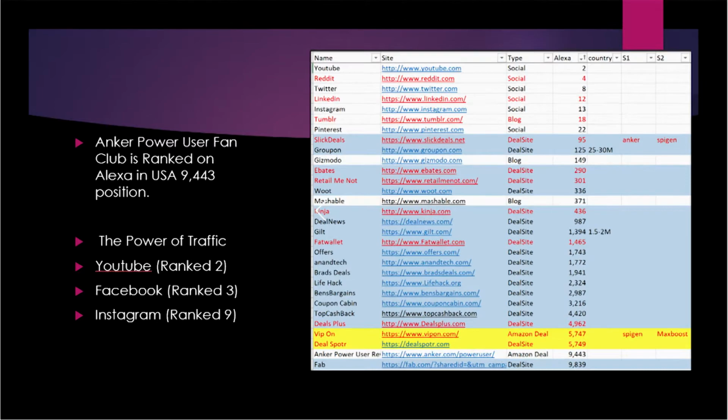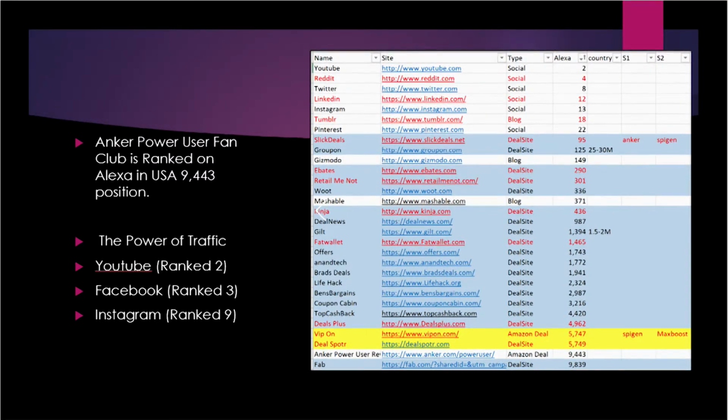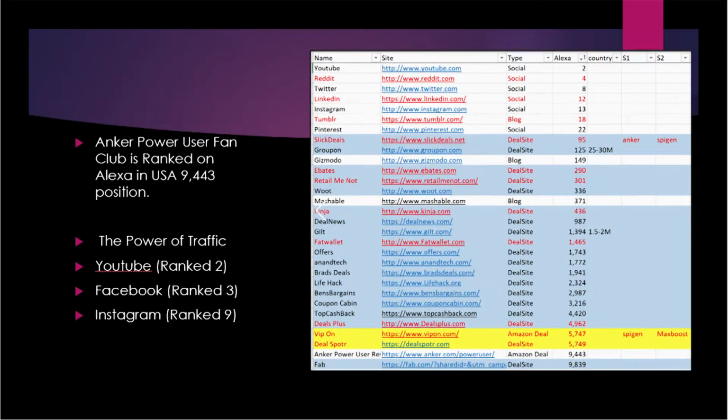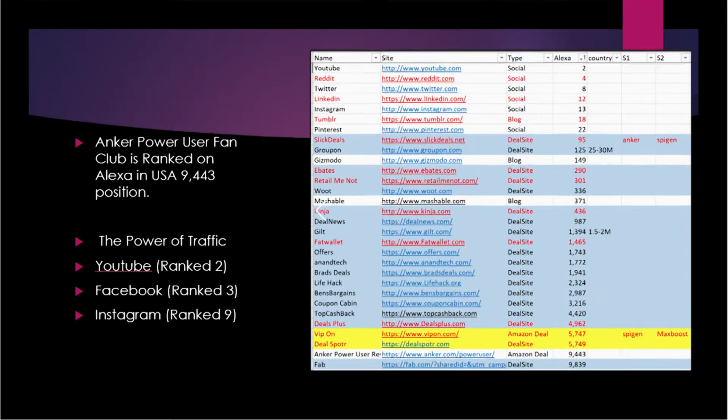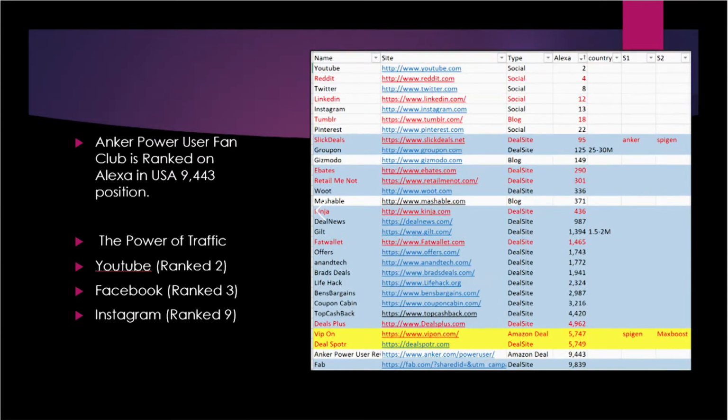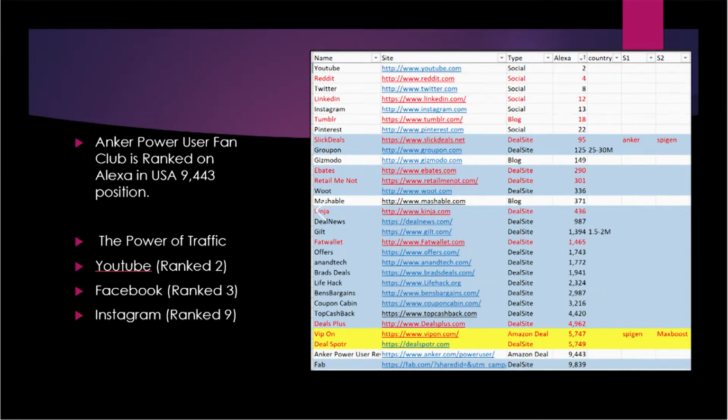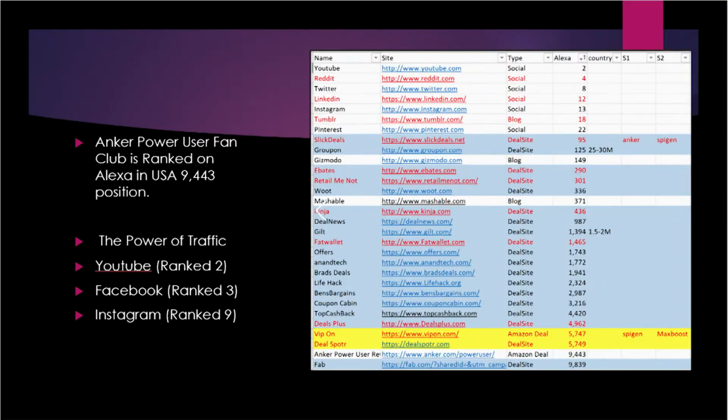So this is just an anchor power, and they have their own community. Their community is ranked number 9,000 on Alexa, back when I did this chart, and the power of traffic. Now we're talking about power of traffic. YouTube, Facebook, and Instagram ranked what we talked about. That's why we're kind of worried. As Amazon sellers, we're worried about this affiliate world people coming into our space because they're going to crush it. Because they know how to harness the power of traffic.